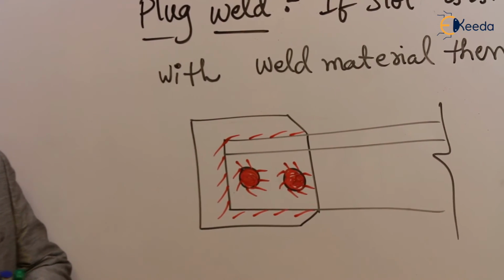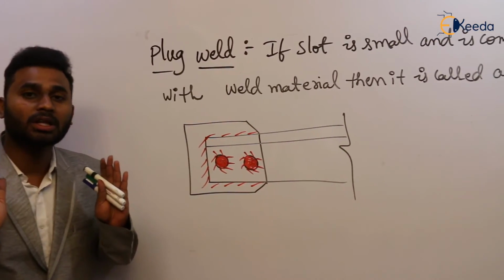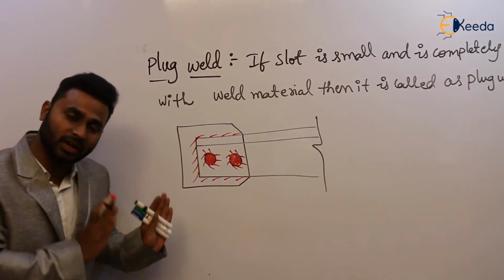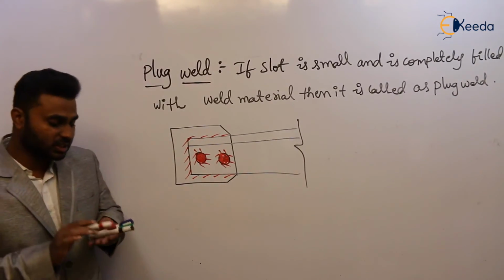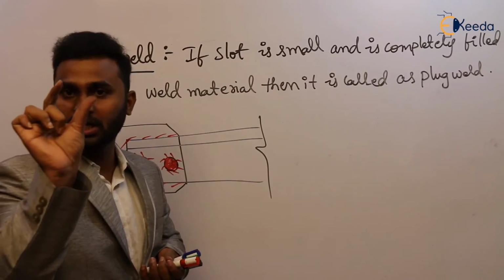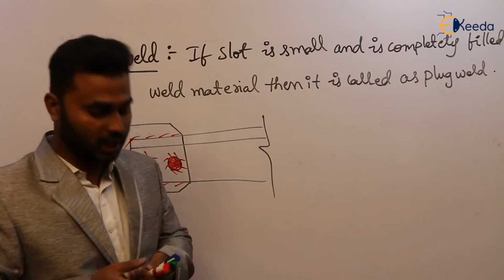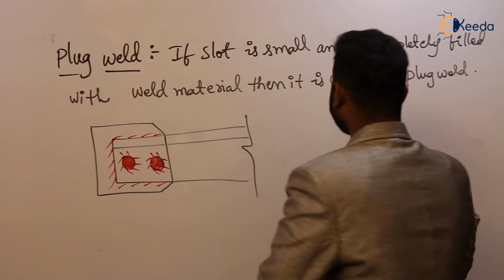So now there exists only one provision regarding this plug and slot weld, and the rest of the provisions, whatever we have discussed for the fillet weld, are valid here also. Only the provision exists for the width or dia of the slot. I have shown what is width and what is dia, so B and D. So there exists a provision regarding this B and D.